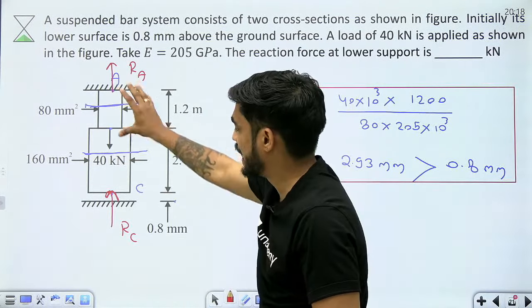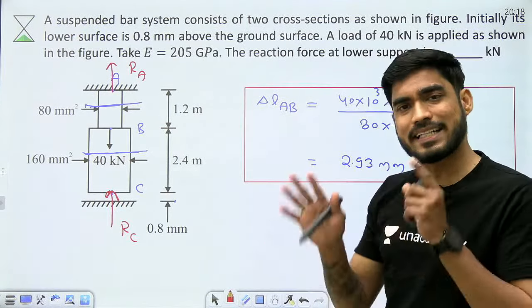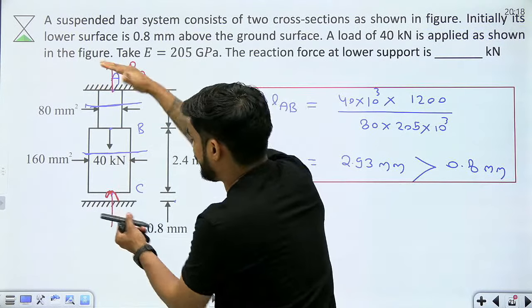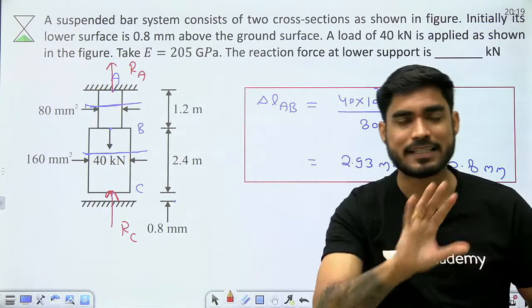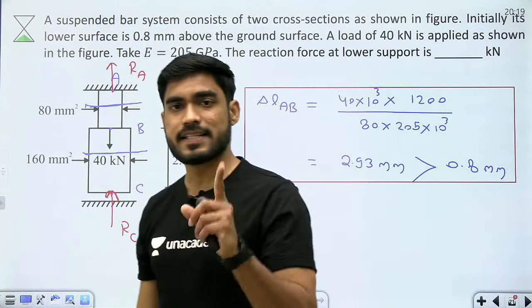Like, first A will elongate, then this will reduce. You don't have to do that. You have to write the compatibility equation in the final condition. So in the final condition, there will be a change in length of 0.8 mm. That's all you need to use. Nothing else. Is this clear?